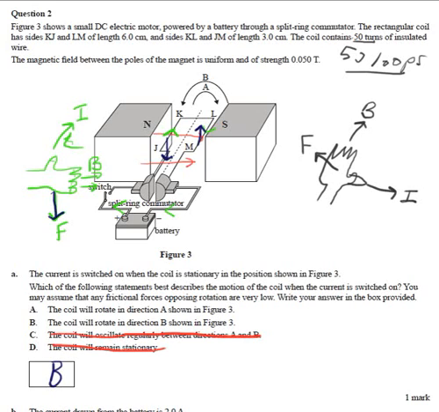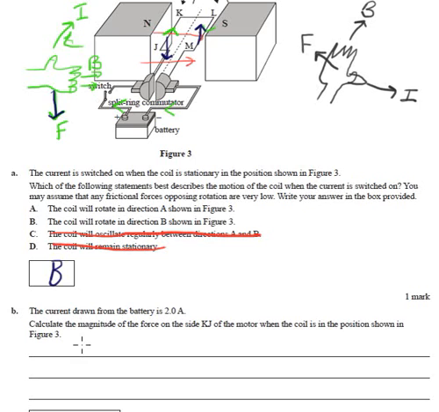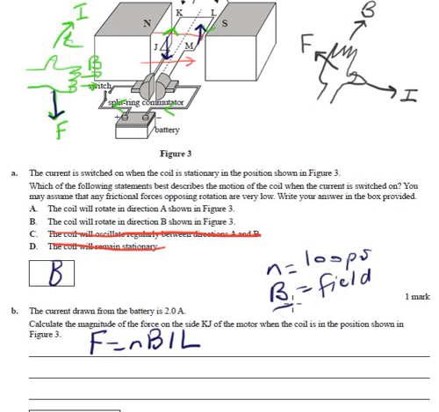Alright, what's the next question say? The current drawn from the battery is 2 amps. Calculate the magnitude of the force in newtons when the coil is in the position shown. So here we have our formula, force equals nBIL, where n is the number of loops, B is the field, I is the current, and L is the length.